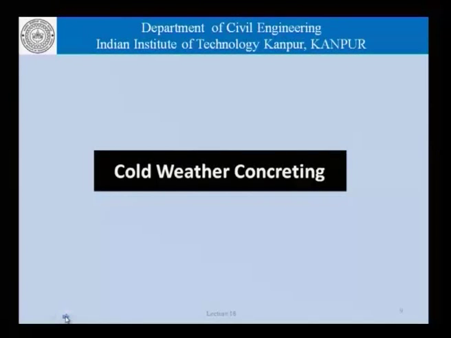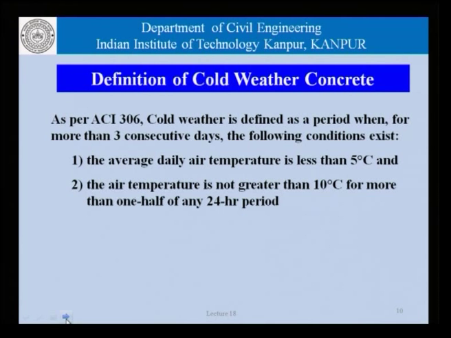So, continuing our discussion, we will focus on cold weather concreting today. And as per the definition of the ACI 306, the American Concrete Institute Committee, cold weather as far as concreting operations is concerned is defined as a period when for more than 3 consecutive days the following conditions exist. The average daily temperature is less than 5 degrees centigrade and the air temperature is not greater than 10 degrees centigrade for more than half of any 24-hour period.